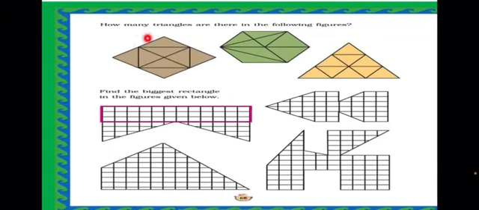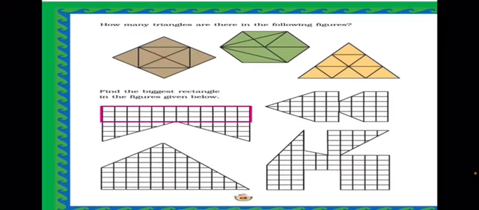How many triangles are there in the following figures? So here 3 figures are given and we need to find out the number of triangles in the figure. So let's start counting the first figure. So now you all know very well that a triangle has 3 sides. So let's start counting the triangles. 1, 2, 3, 4, 5, 6, 7, 8.